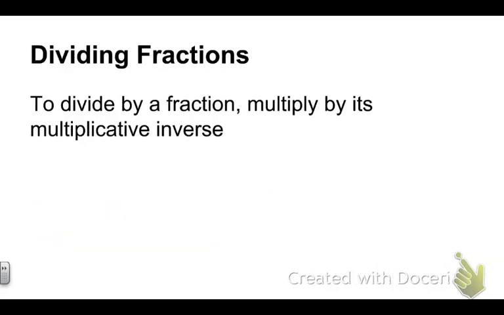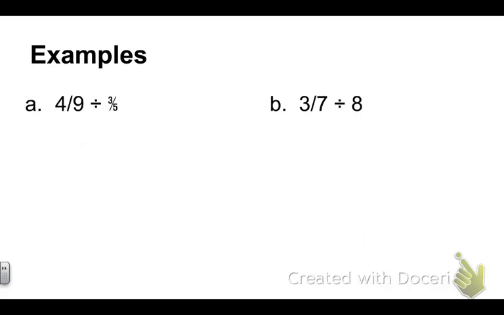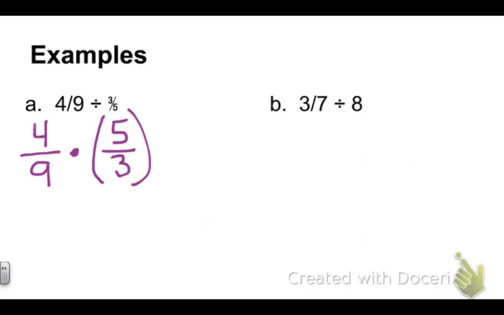So to divide a fraction, you need to multiply by its multiplicative inverse, and we're going to spend a lot of time tomorrow. I'm going to show you why this actually works, but today I'm just going to do the math with you. So for example, I've got 4/9 divided by 3/5. I'm going to keep 4/9, you're going to change the division to multiplication, and you're going to flip it. You're going to multiply by the inverse, 5/3 instead of 3/5. Again, tomorrow I'm going to show you why this works, but today I just want to do the straight math.